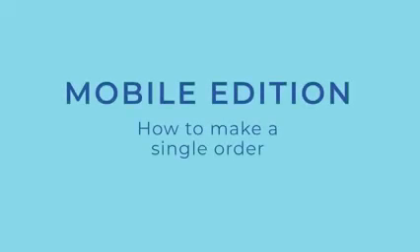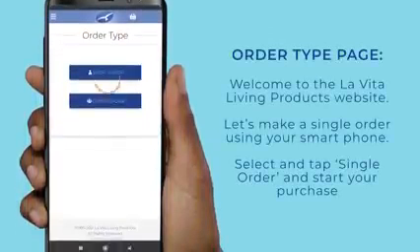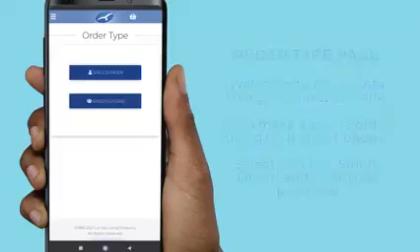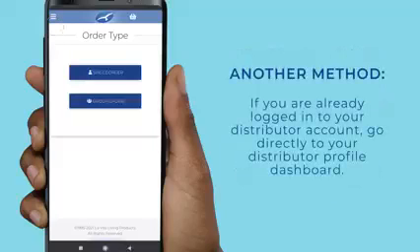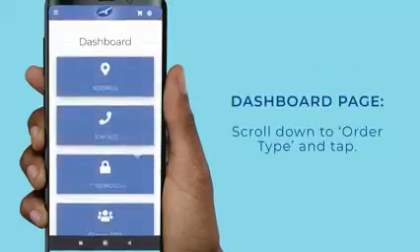Let's make a single order using your smartphone. Select Single Order and start your purchase. If you're already logged in to your distributor account, select the hamburger icon to go directly to your distributor profile dashboard. Scroll down to Order Type and select.